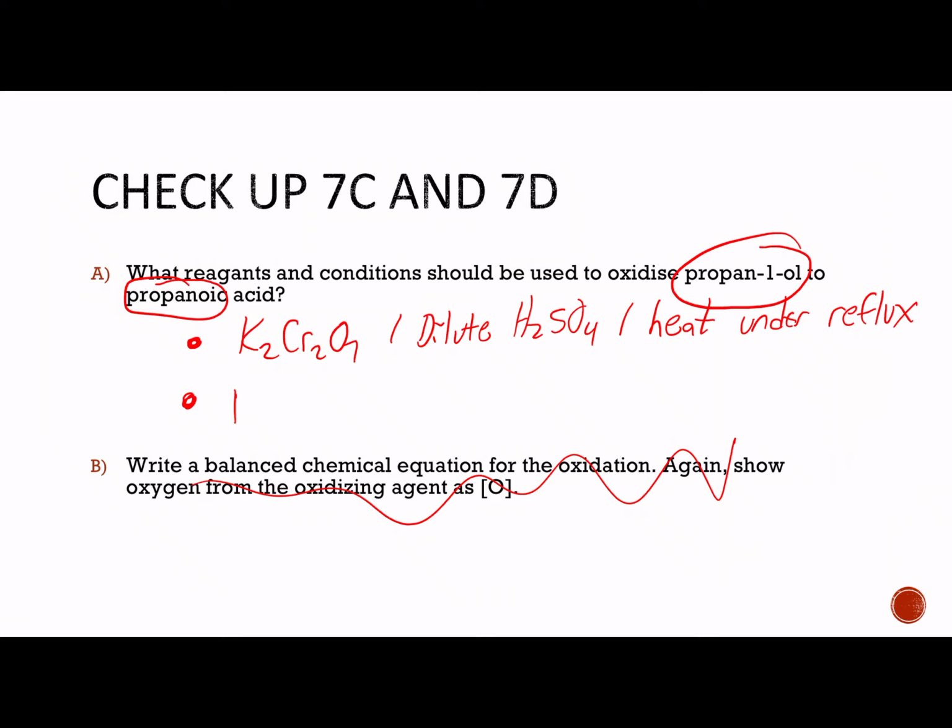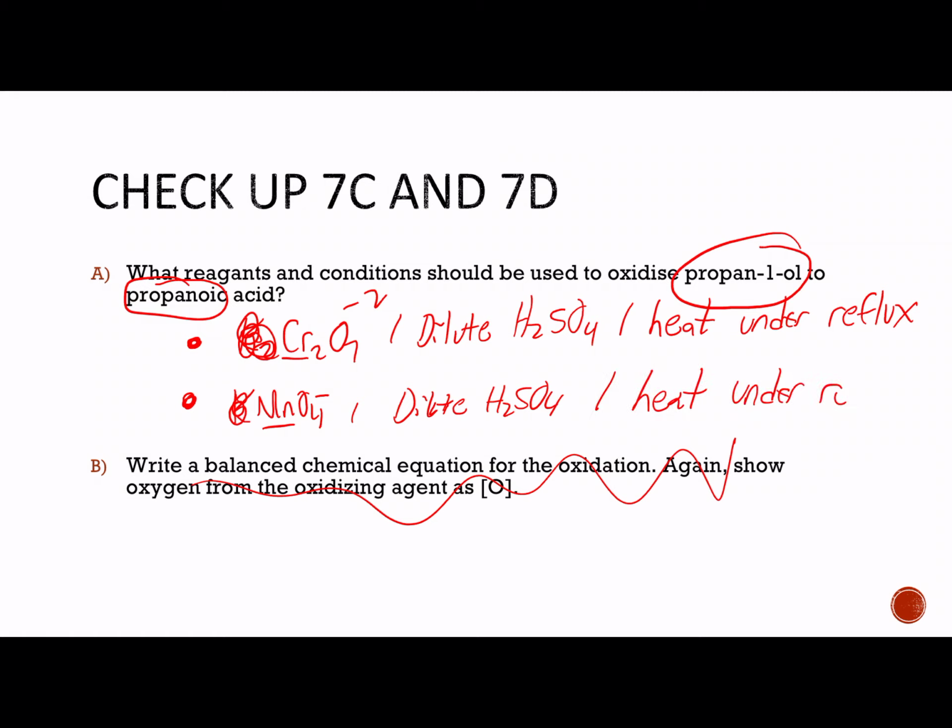or you could have written KMnO4, and it doesn't have to be potassium once again. It could be just Cr2O7 2-, MnO4-. The metal ion does not matter. It is a spectator. It is the transition metal with the many oxygens that is giving the oxygens to your organic molecule. So then the rest of the conditions here would be dilute H2SO4, or you could even have just said H+, and heat under reflux.